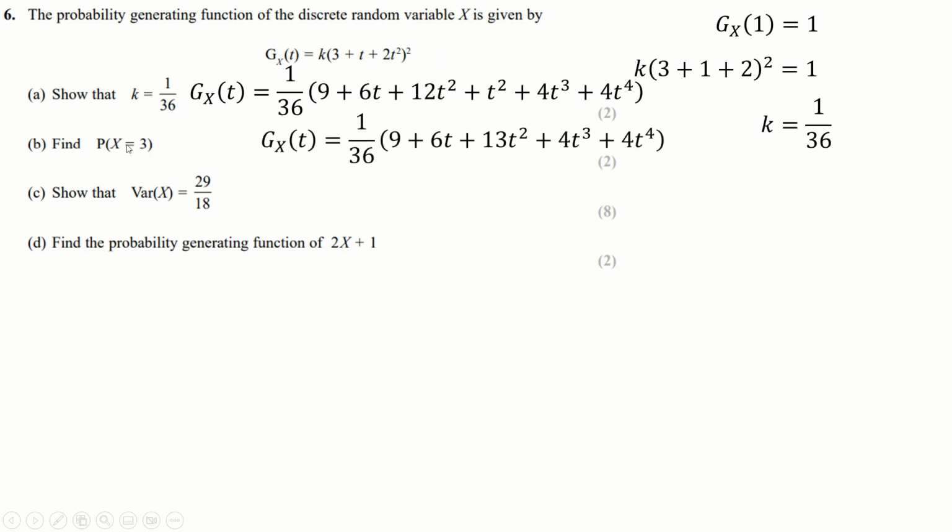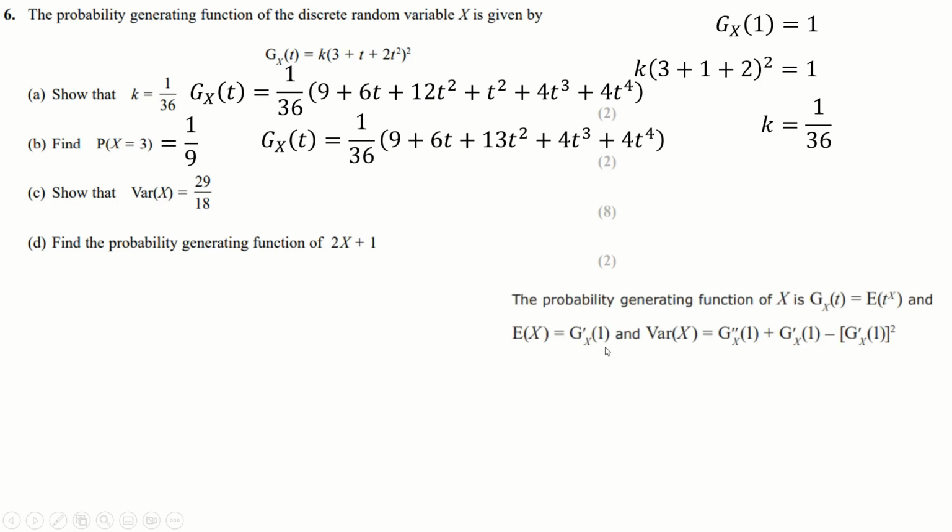But you're just looking for the coefficient of t cubed, which is going to be 4 over 36, which is a 9. So that's a nice little fact you can use there. Show the variance of this. This is actually in the formula book. If you look hard enough, the variance is given by this.